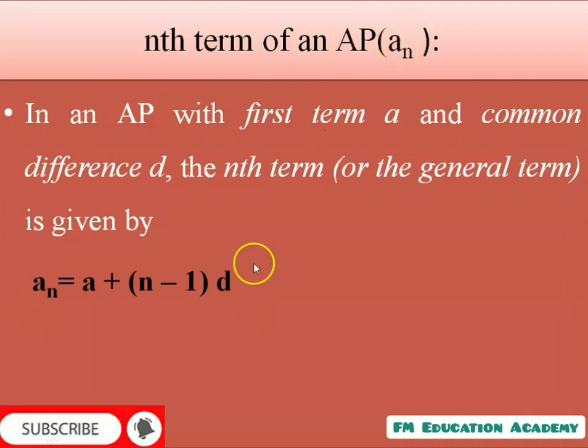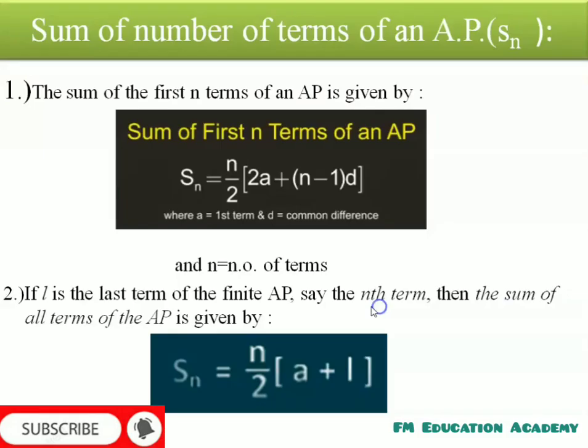So in the questions, it can also ask you to find out the nth term of a series. The formula for finding the nth term of a series is an equals a plus n minus 1 into d. We know a is the first term in the series, n is the number of terms, and d is the common difference. So if you know the first term a, the number of terms n, and the common difference d, substitute in this formula of an equals a plus n minus 1 into d and find out the value of the nth term an.